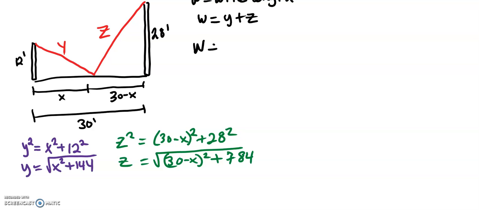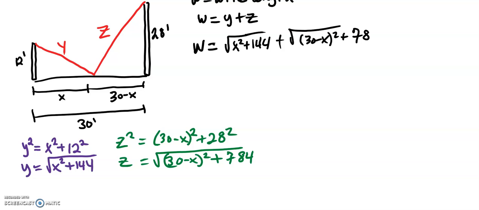So the wire length is equal to, instead of y, you would write the square root of x squared plus 144, plus, and instead of z, you would write the square root of (30 minus x) squared plus 784. Okay, so now you have an equation. We can find the derivative of that.